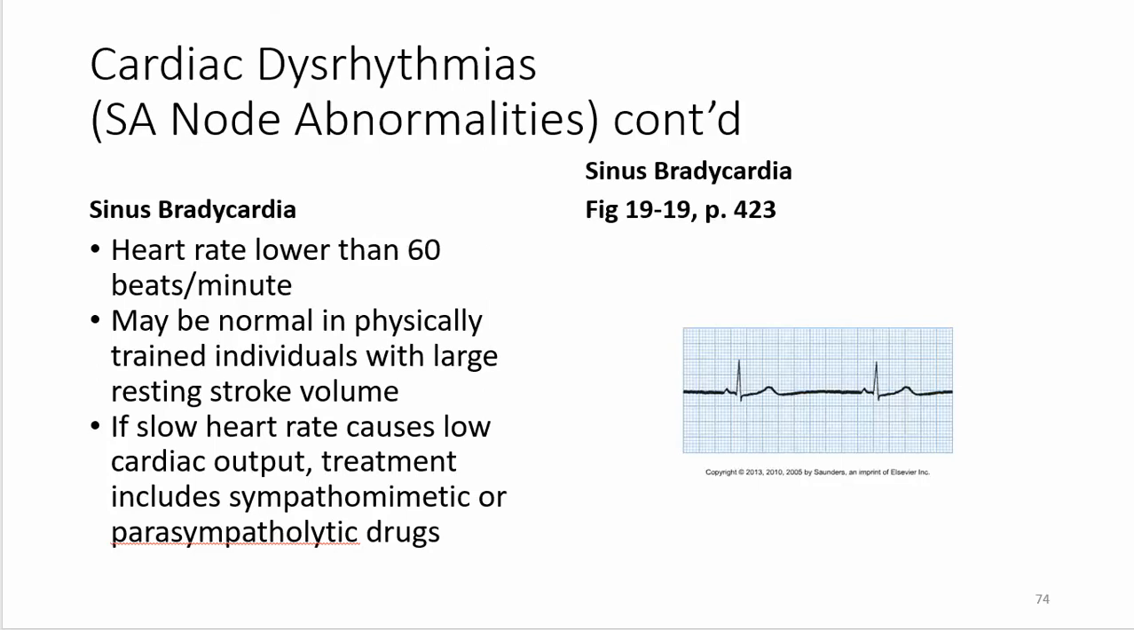So you treat it by either mimicking the sympathetic nervous system, so the sympathomimetic drugs, or you can block the parasympathetics with the lytic drugs there. So either way, you end up increasing the heart rate by decreasing the vagal stimulation of the heart or increasing the sympathetic stimulation of the heart.